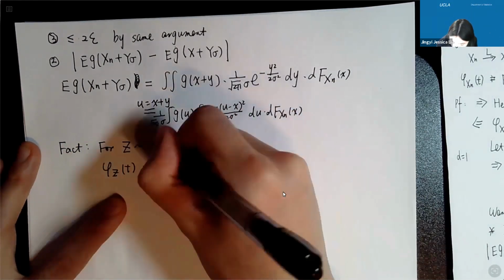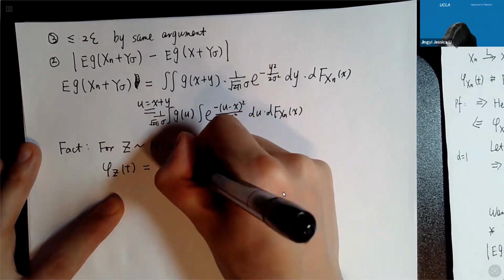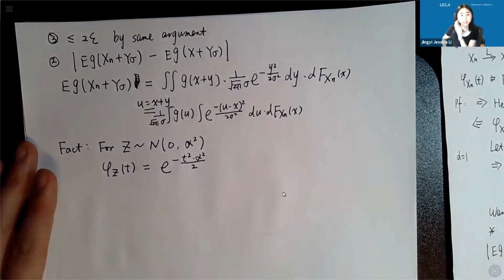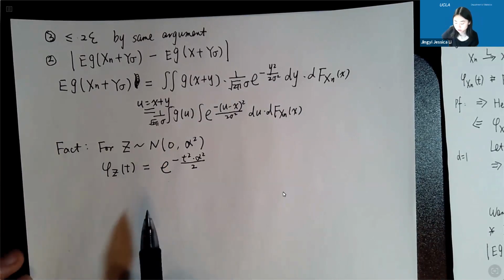Expectation of negative t squared alpha squared over 2. That's it. Very simple form. And that's the characteristic function. In the notes, we give some detailed explanation about how this is proportional to the Fourier transform of the Gaussian density and how this is related to the uncertainty principle in quantum mechanics, but we will not talk about that here. Let's just focus on this fact, okay?